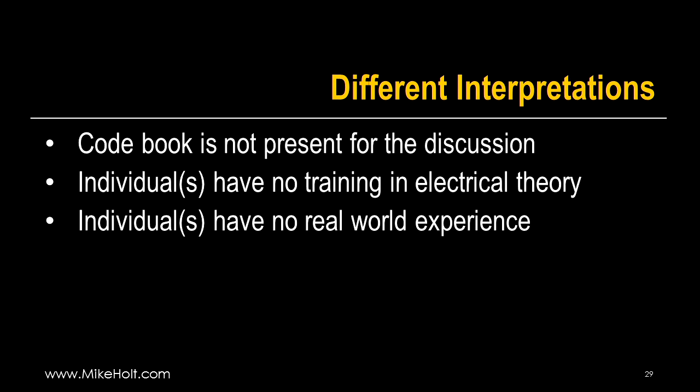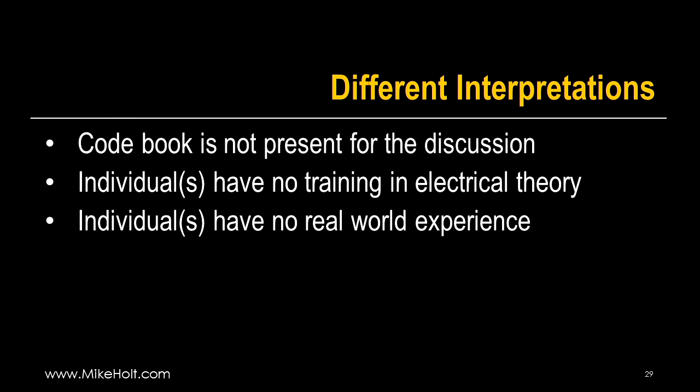And also a reason for having conflict is that individuals have no training in electrical theory. They don't even understand why the NEC says this, because they don't have an understanding of the physics. You have to understand the physics before you can understand the National Electric Code. And the third reason individuals have problems is because they don't have any real-world experience.